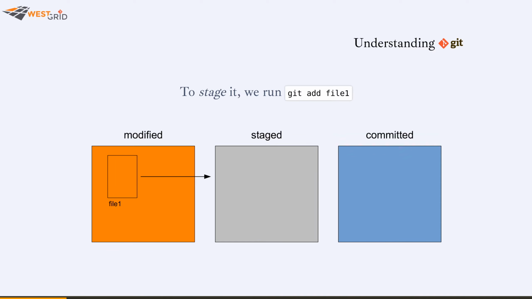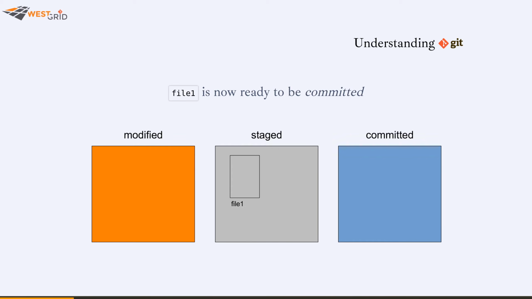And if we want to stage it, the command to run is git add and then the name of the file. So in this case, git add file 1. If we run this, file 1 is staged, it's moved to the index, and it is now ready to be committed.